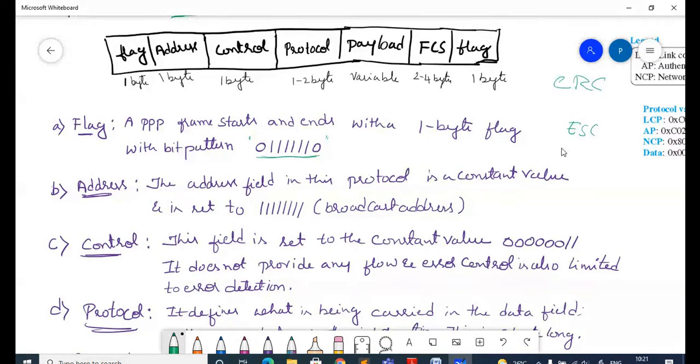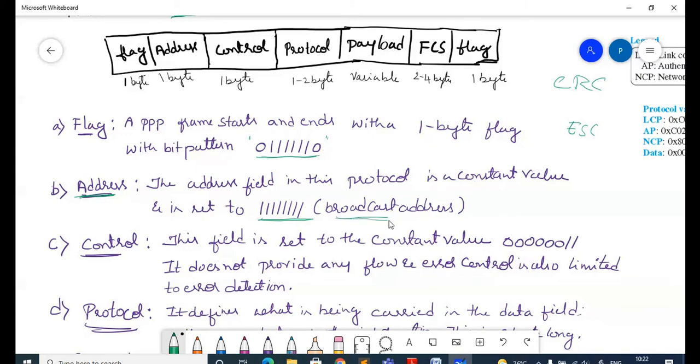Okay, so now this flag part is over. Here also it uses the same pattern. Then next is the address part. Address is where it has to send the data, to which device. So here the address is represented with a broadcast address. Broadcast means it is going to send to all the devices connected in the internet. The address field in this protocol is a constant value and is set to this pattern. I think it is 8 ones. It is nothing but the broadcast address.